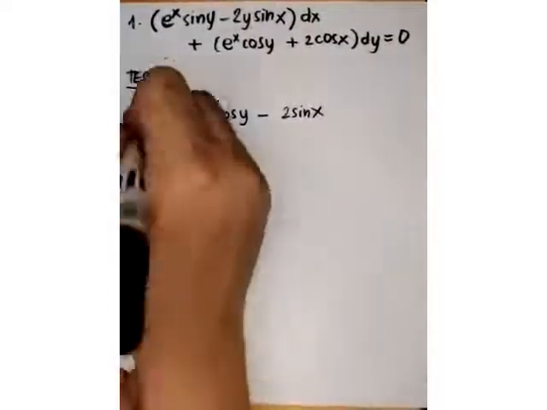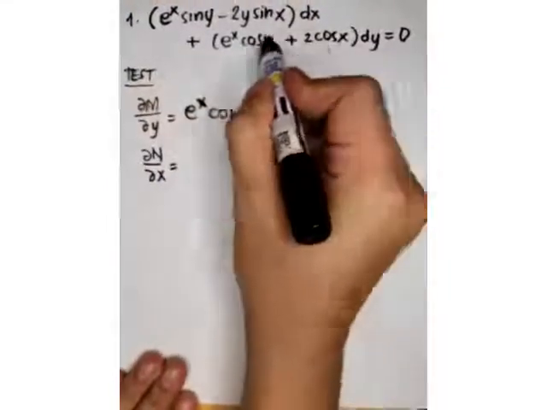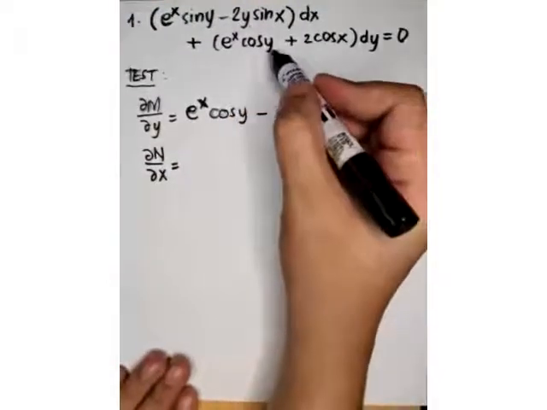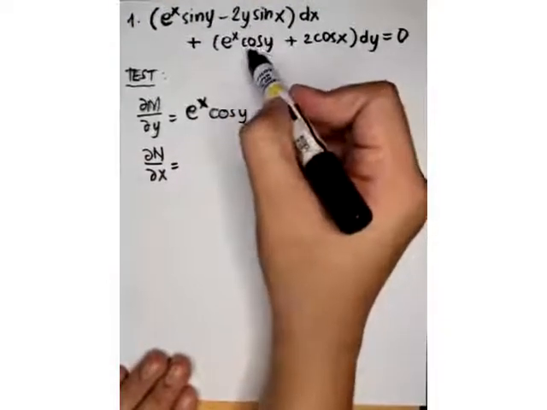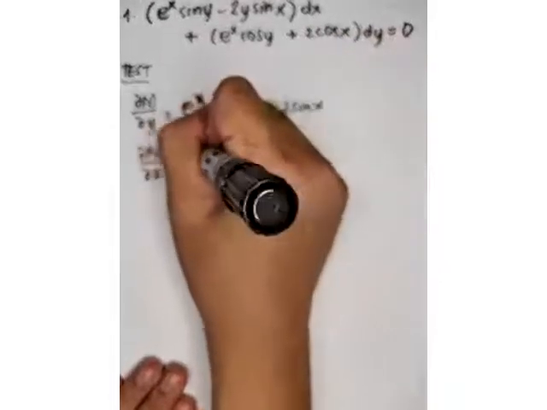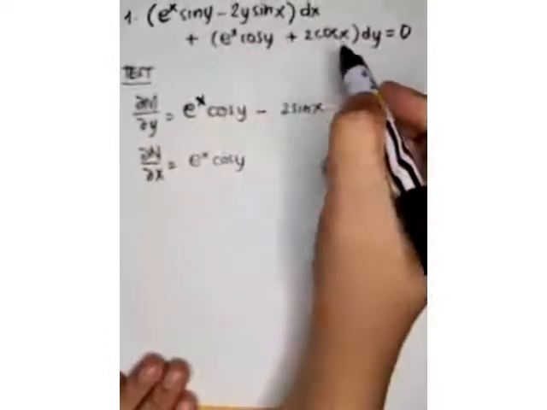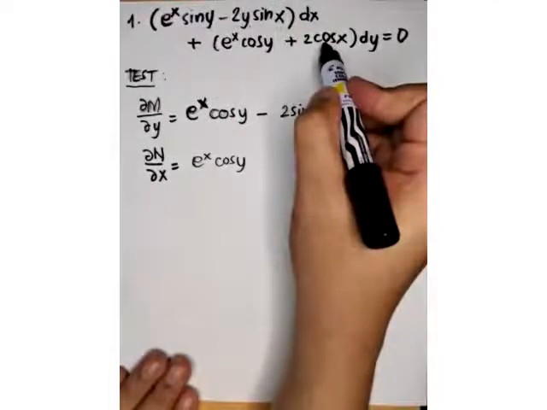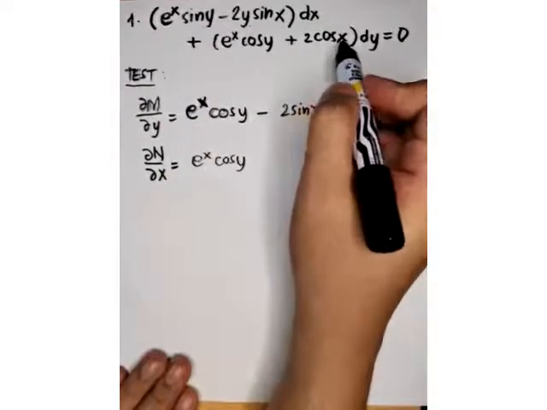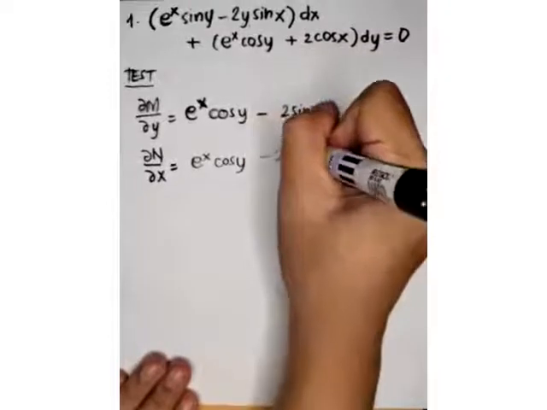Now, let's have the partial derivative of N with respect to x. So this is the whole N, and we will derive it with respect to x. That means all the y's will be considered constant, so in this case, cosine y is considered constant. So that will be the derivative of e^x, which is e^x cosine y. And then here, x is a variable. So what's the derivative of cosine? It's negative sine, so minus 2 sin x.